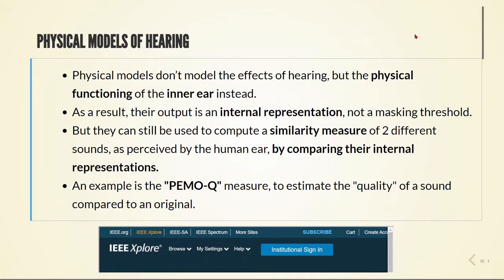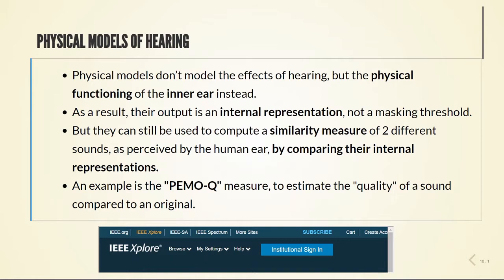This is the last topic of this tutorial, and we're going to talk about physical models of hearing. Physical models don't model the effects of hearing, but the physical functioning of the inner ear instead. As a result, their output is an internal representation and not a masking threshold as we've been seeing before.